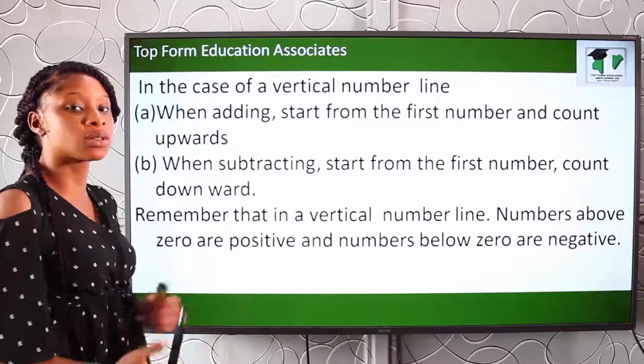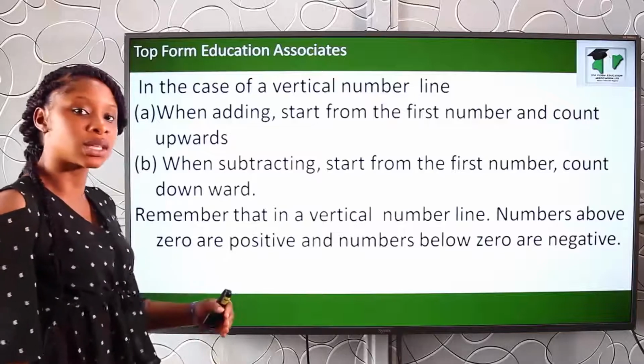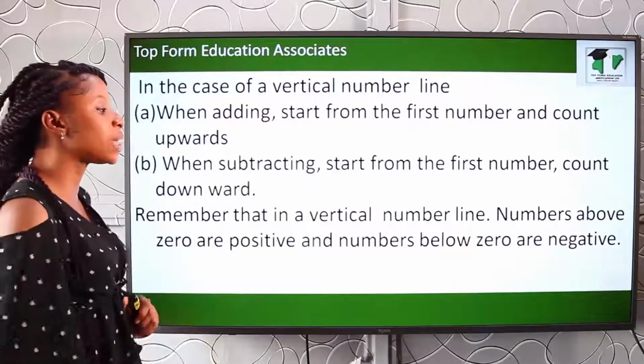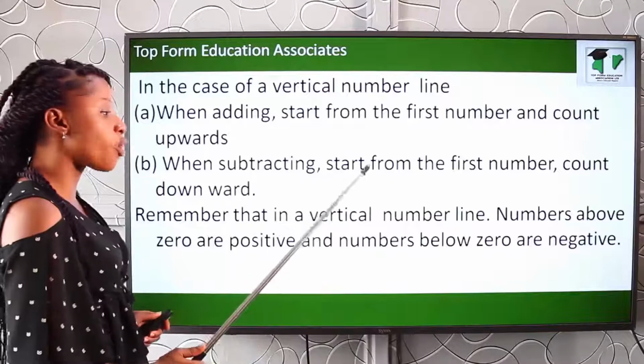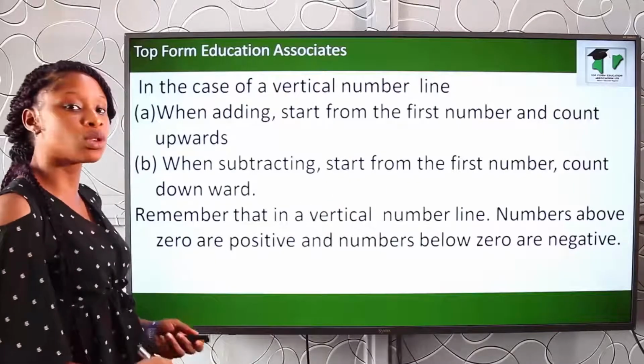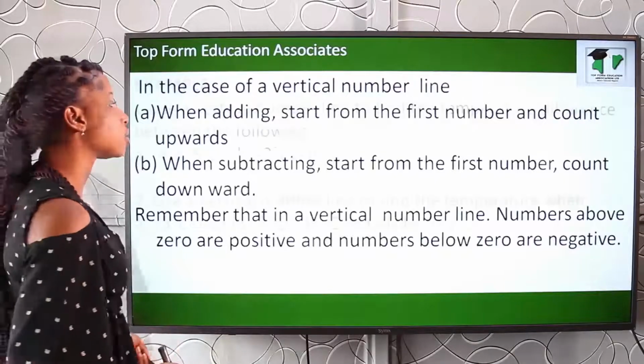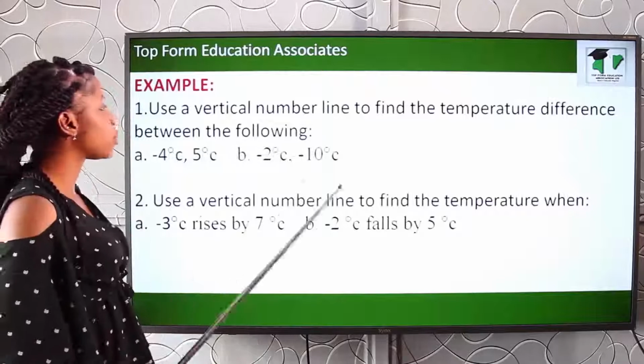Unlike the horizontal number line where the numbers to the right are positive and numbers to the left are negative, in the vertical number line, the numbers above 0, that is above the origin, are positive, while the numbers below 0 or the origin are negative. Now let's look at some examples.